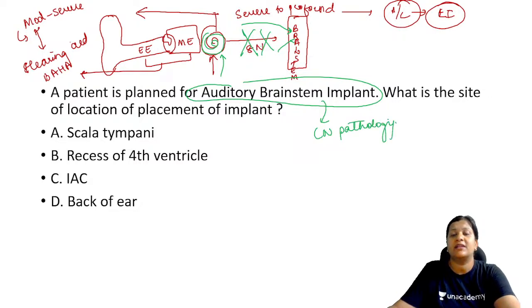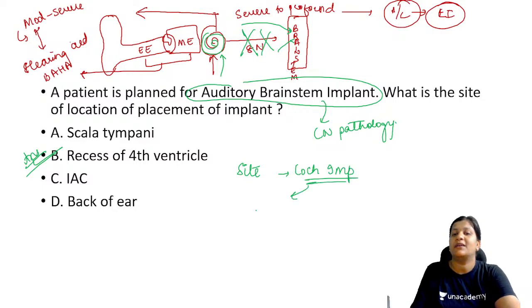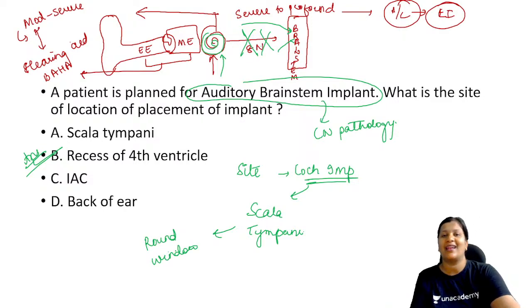And here in the brainstem implant, where will you put? You will put the implant in the recess of the fourth ventricle. That is the site of insertion of implant. Now, if they ask you site of insertion for a cochlear implant, where will you insert? The answer will be scala tympani of the cochlea. Now, scala tympani is entered through which window? It is entered through the round window. So, through the round window, you will insert the implant into the scala tympani.